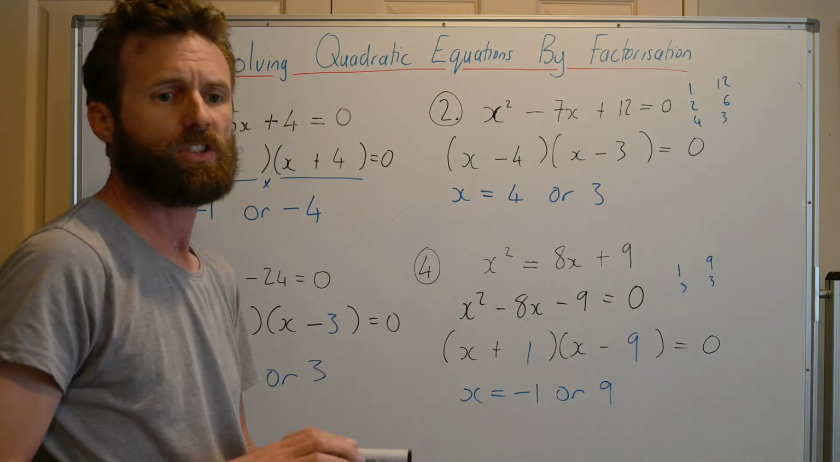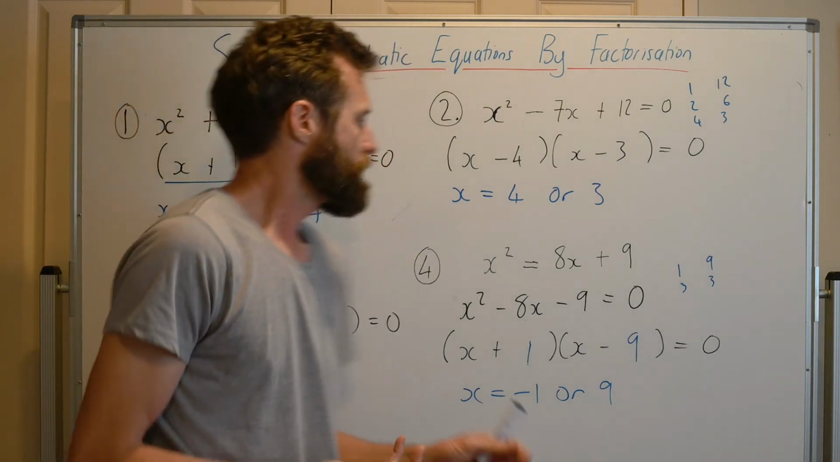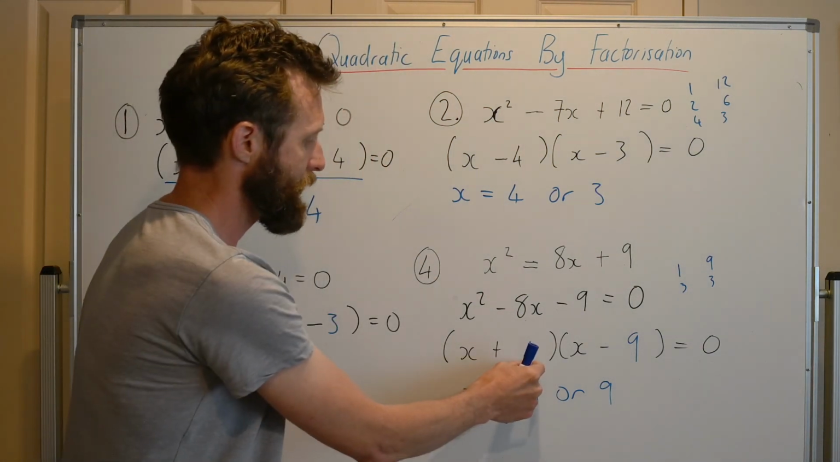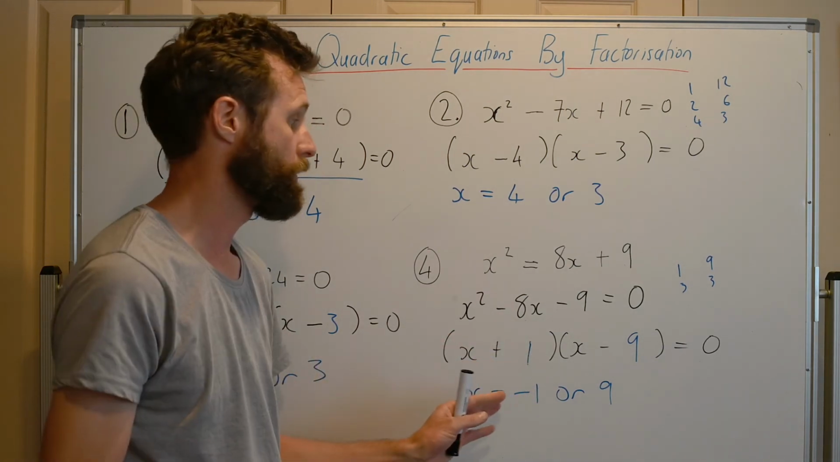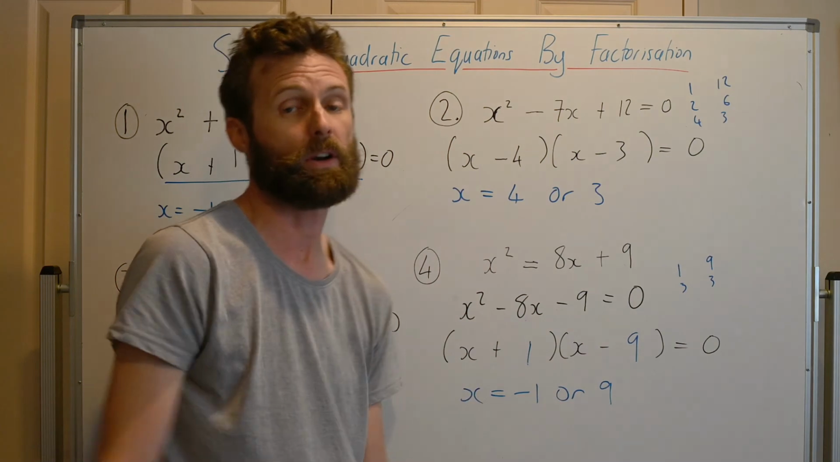So I hope that makes sense to you, what you're doing today. When you get these brackets, you take this number here, make it the opposite sign, and that will be one of your solutions if you've got a bracket times a bracket equals 0.